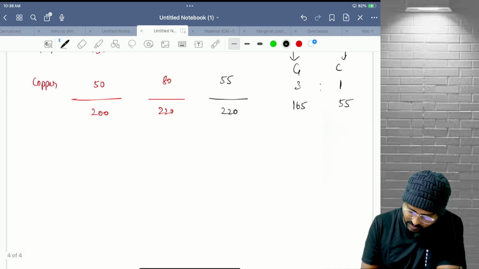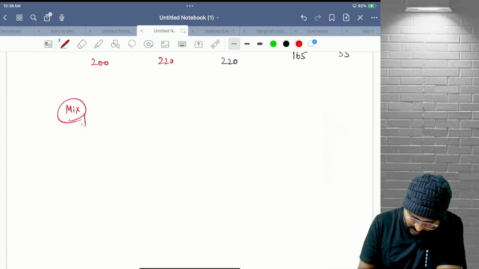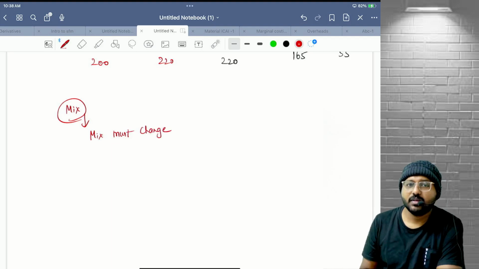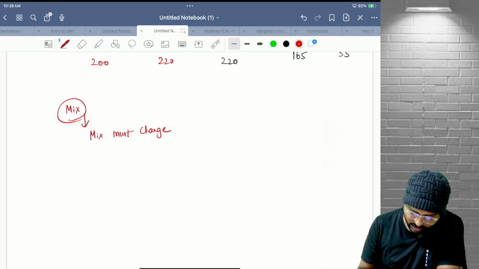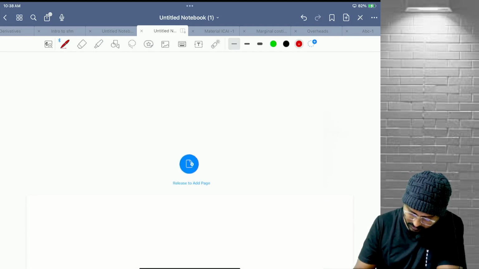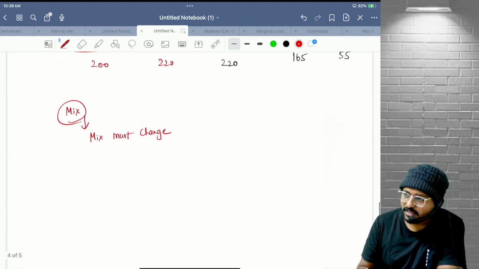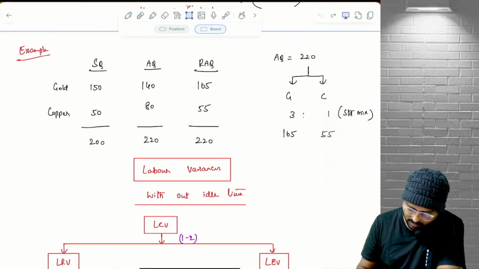Let's talk about mix variance first. Now one thing is for sure. Mix variance means what must change? What must change? If you don't respond, then I'll not be moving forward. I'll stop. Whichever you want, that's your wish, right? Mix must change. And what will remain constant? Anything else will remain constant, right? I told you multiple things will remain constant.